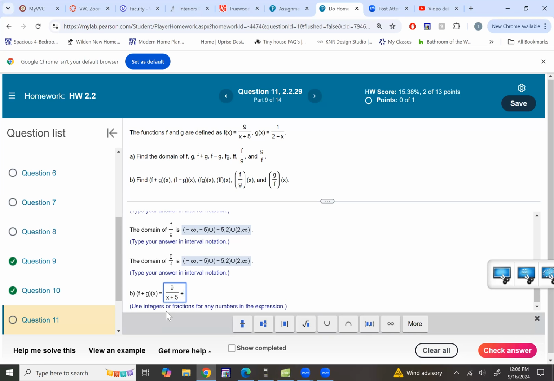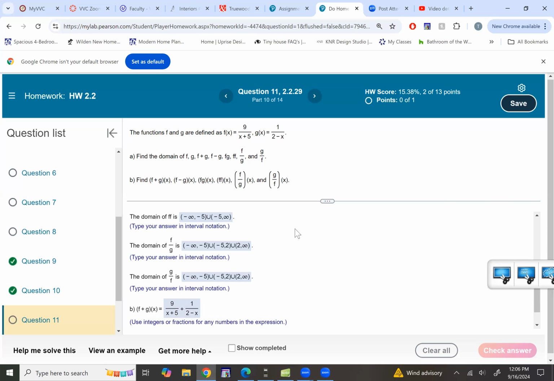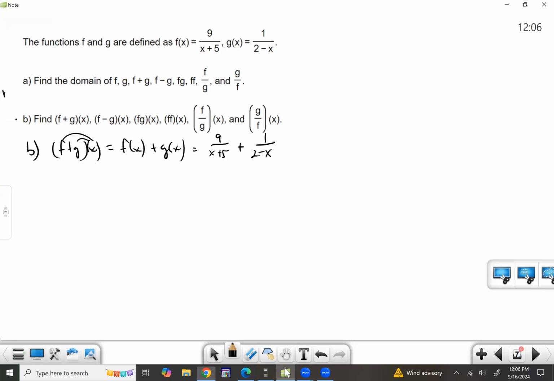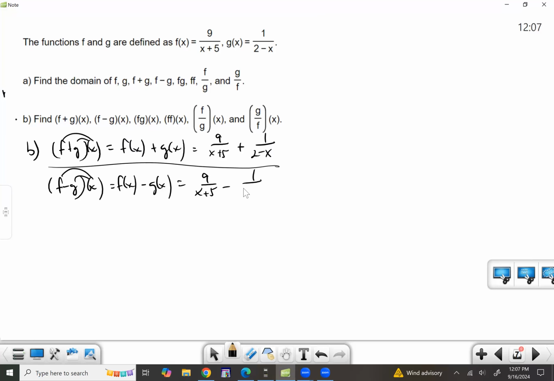I'm going to put it in. And then 1 divided by 2 minus x. Oops, not z. There we go. Let's see if it takes it. Cool. Okay, so we don't have to go getting common denominators and turning it into one fraction. All right, so the next one is going to be f minus g of x. Again, the x goes with both, so it's f of x minus g of x. So it's going to be the same exact thing, but just a minus between them.